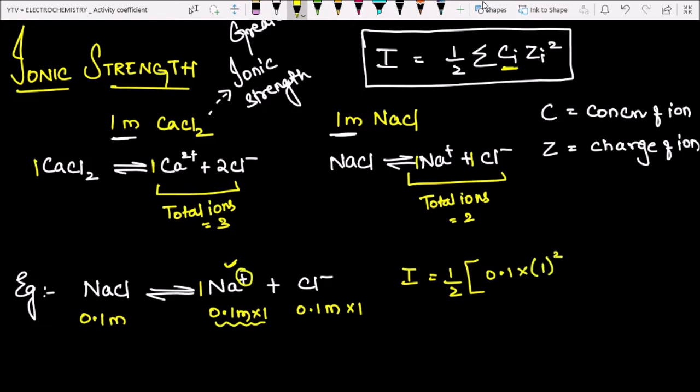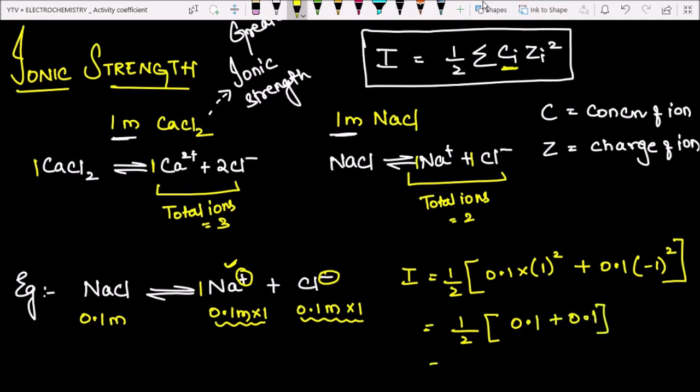So 1 squared plus, summation means you are adding. Now go to the anion. What is the concentration of the anion? 0.1 into 1, which is 0.1 multiplied by the charge of the anion, that is minus 1 squared. Now if I solve it, what will I get? Half into 0.1 plus 0.1, right? So it's going to be 0.2 by 2, which again gives me 0.1.